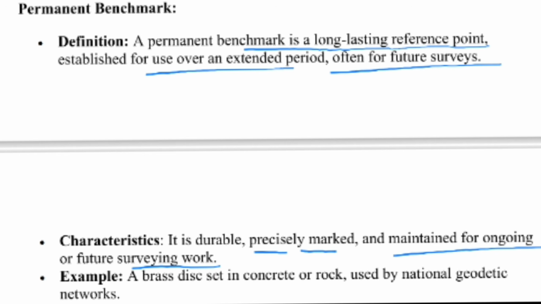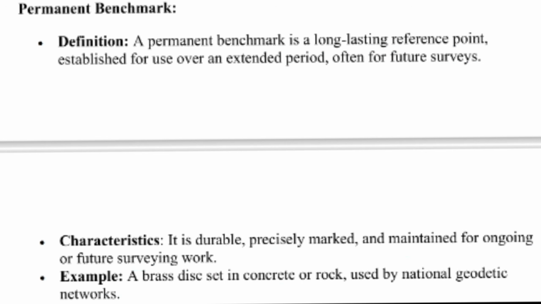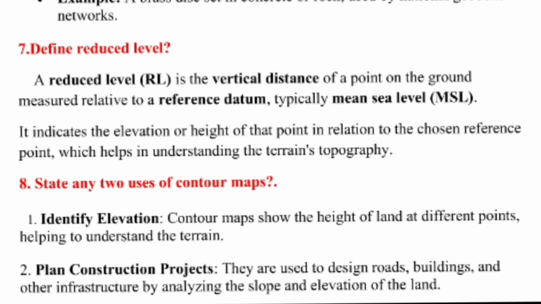For example, a brass disc is used, set in concrete and rocks, and national geodetic networks use this type of marking for surveys. Next we have to define reduced level.